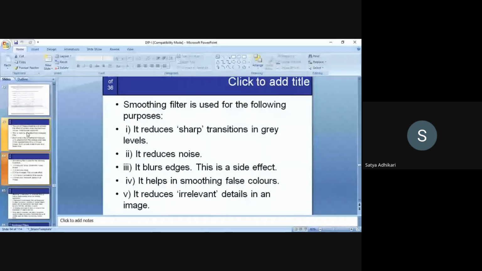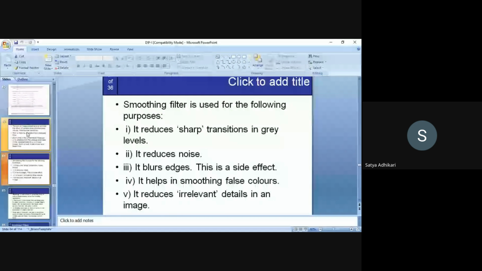It blurs the edges. This is a side effect. You can call it a demerit. Sometimes you see the edges are blurred by this filter. It helps in smoothing false color. It reduces irrelevant detail in an image, details that are not relevant. So these are the purposes of a low pass filter or smoothing filter.